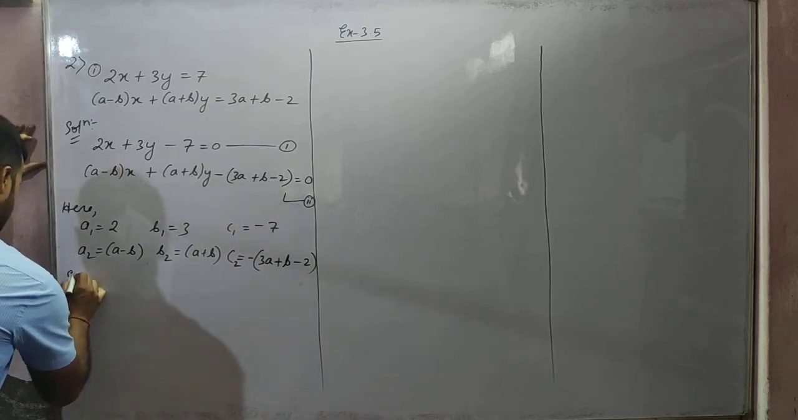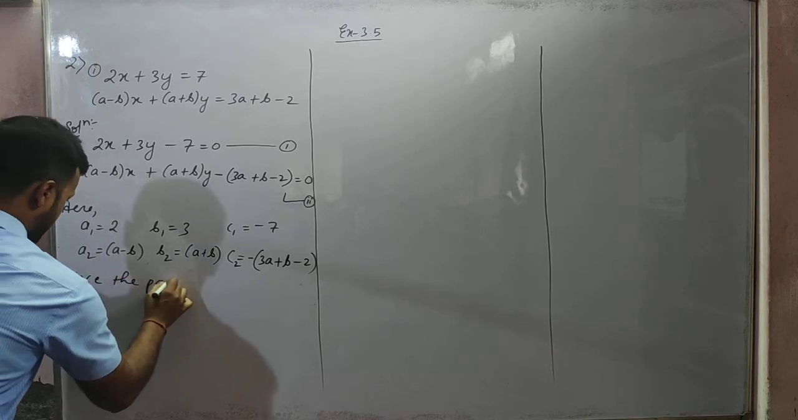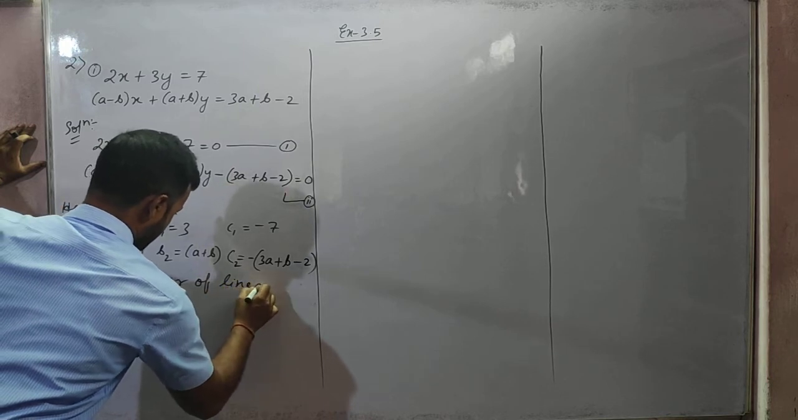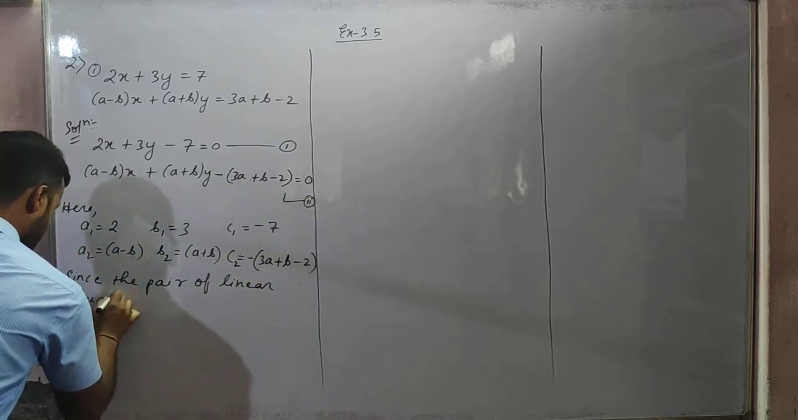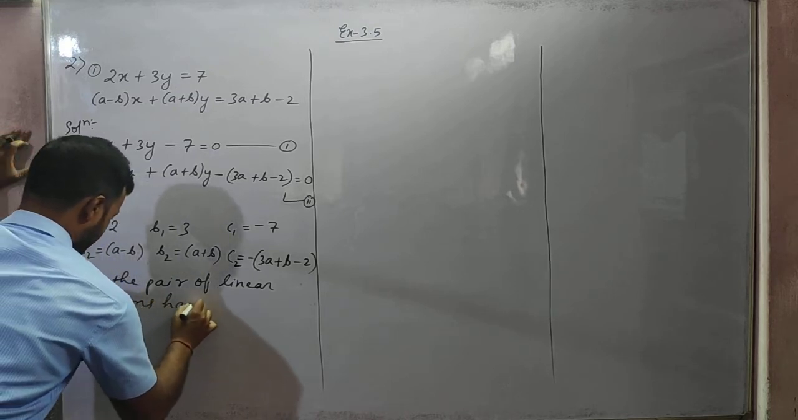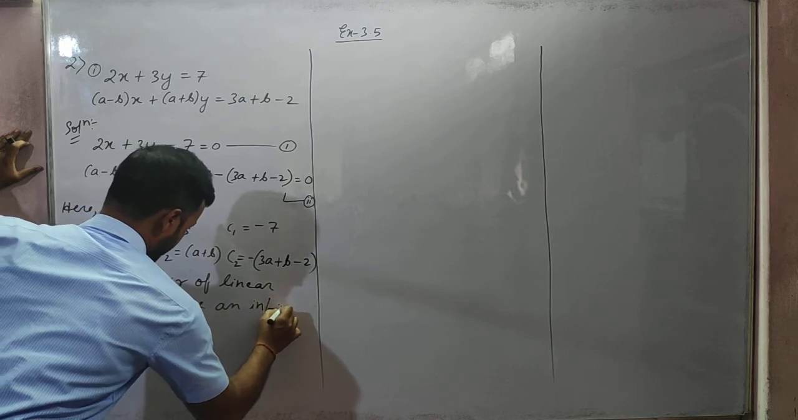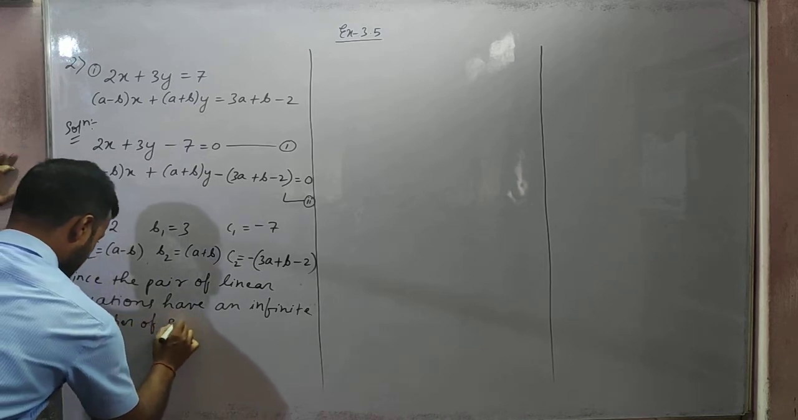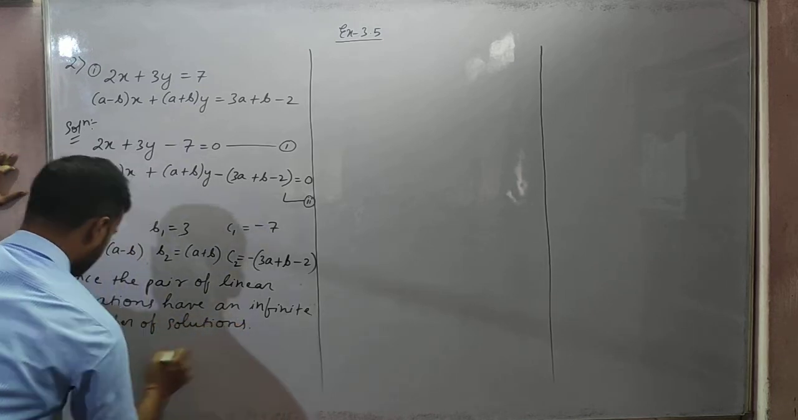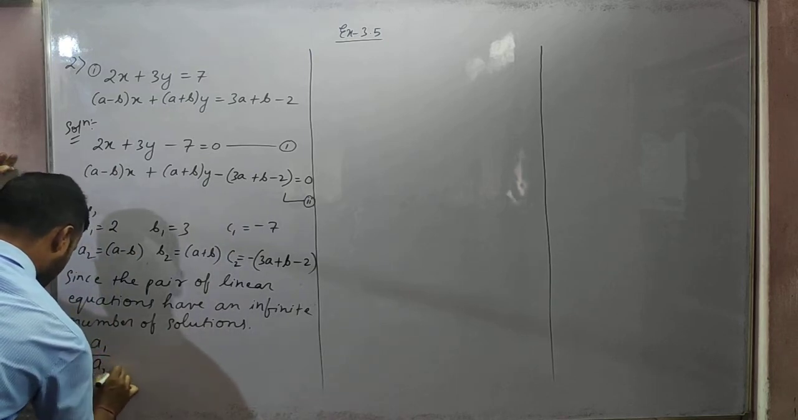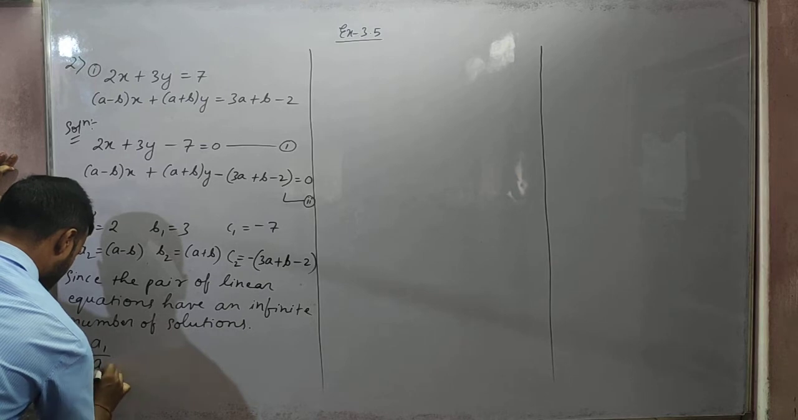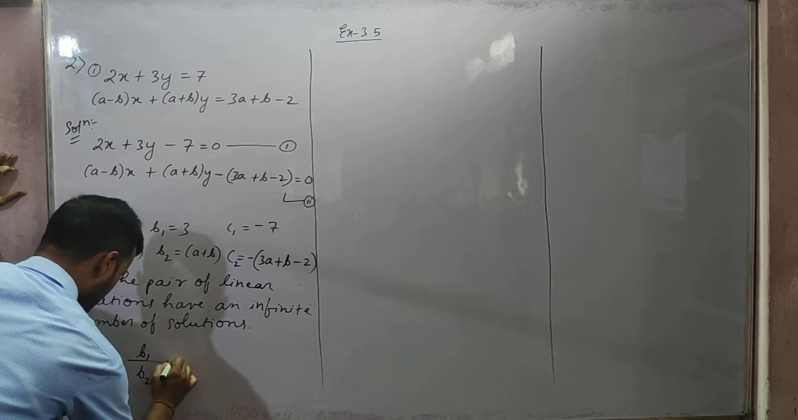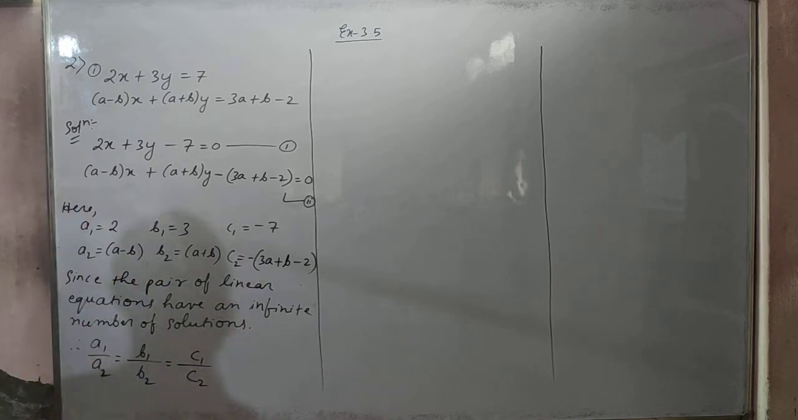So now, since the pair of linear equations have an infinite number of solutions, therefore a1 by a2 is equal to b1 by b2 is equal to c1 by c2, isn't it?